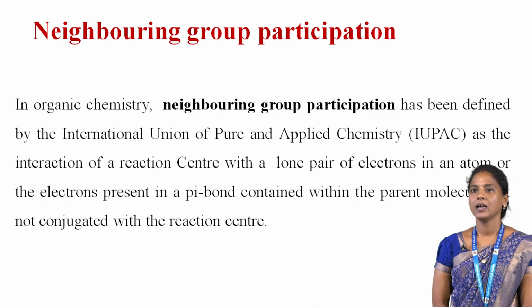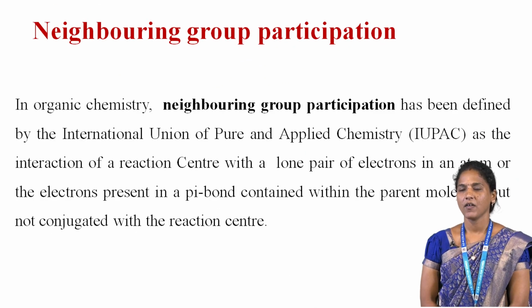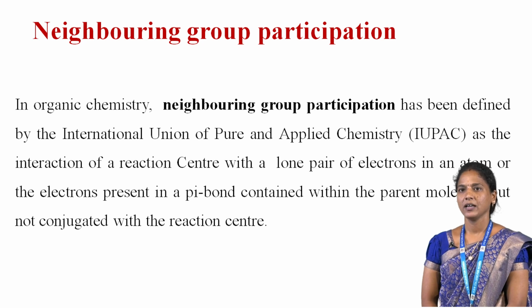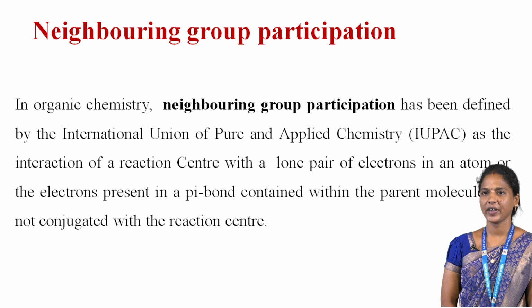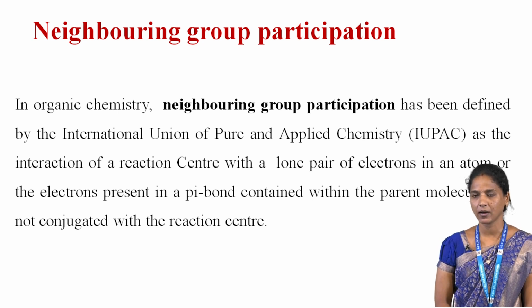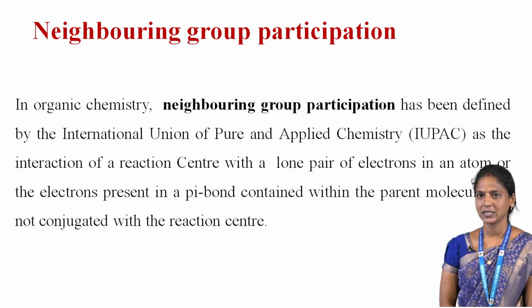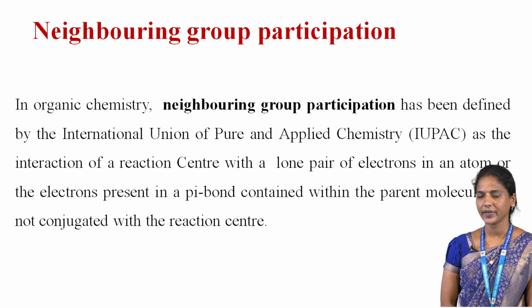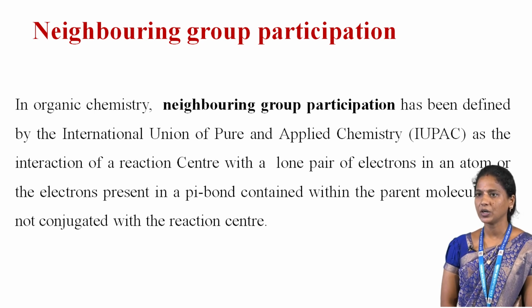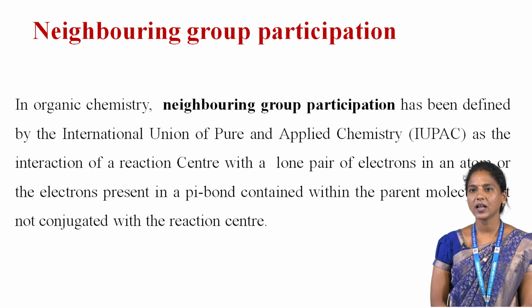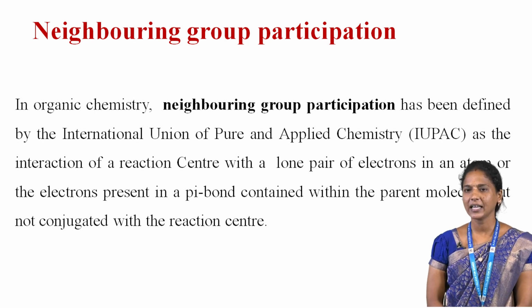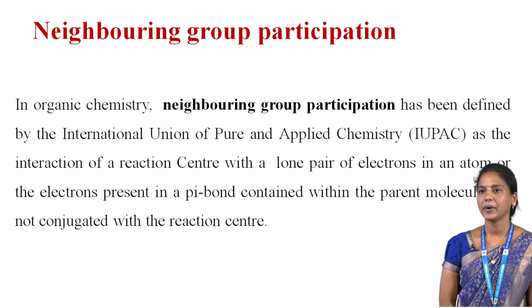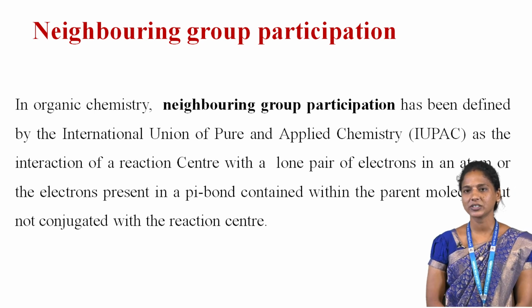Next, moving on to neighboring group participation. What is neighboring group participation? In organic chemistry, neighboring group participation is defined by the International Union of Pure and Applied Chemistry as the interaction of a reaction center with a lone pair of electrons in an atom, or the electrons present in a pi or sigma bond contained within the parent molecule but not conjugated with the reaction center.